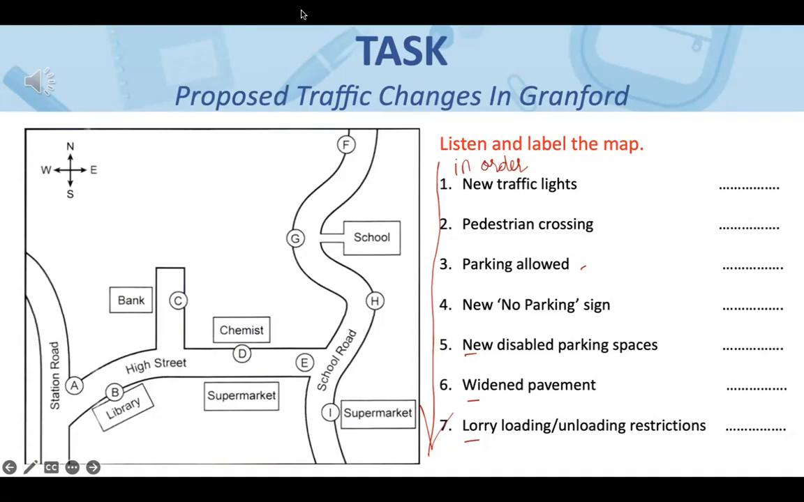We also plan to widen the pavement on School Road. We think we can manage to get an extra half metre on the bend just before you get to the school, on the same side of the road. Finally, we've introduced new restrictions on loading and unloading for the supermarket, so lorries will only be allowed to stop there before 8 a.m. That's the supermarket on School Road. We kept to the existing arrangements with the High Street supermarket. OK, so that's about it.